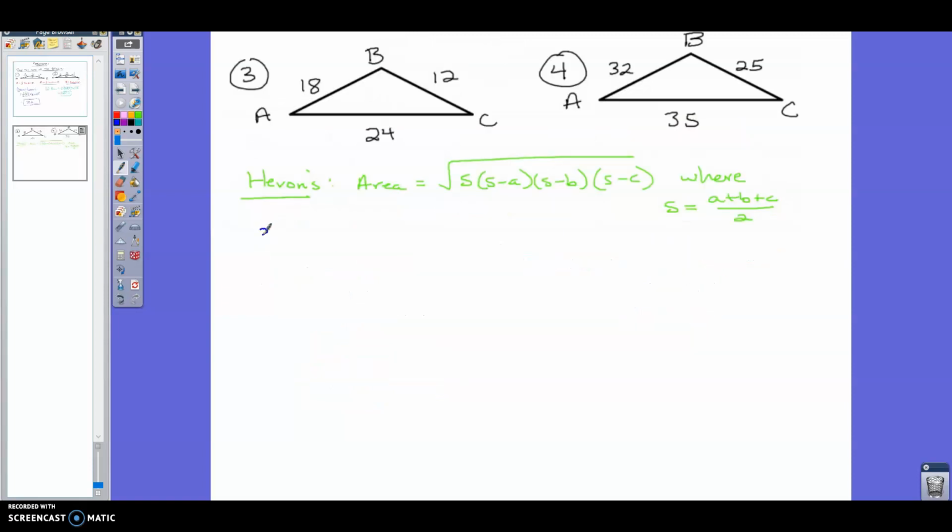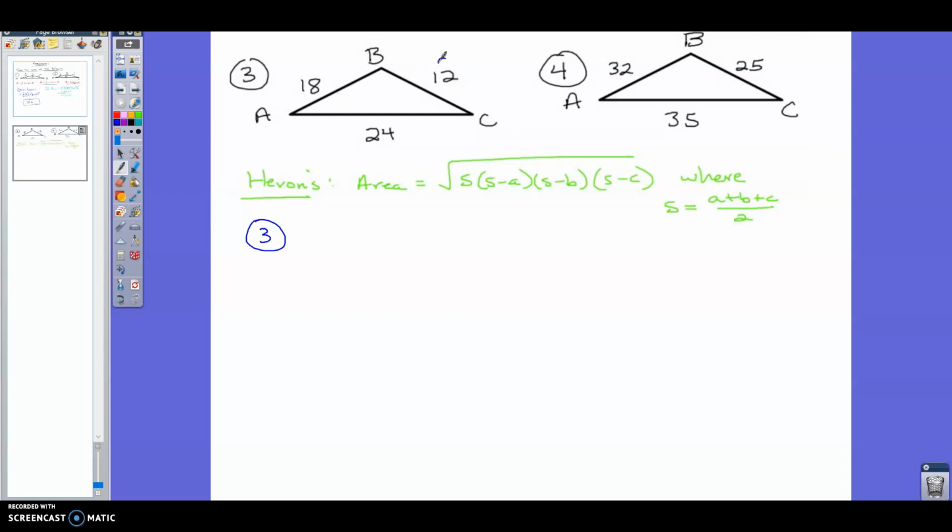Okay, so number 3, here we're given a side-side-side triangle. So on this one, we're going to have to use Heron's area formula. Here's the area formula. Notice there is S, A, B, and C. What S represents is the semi-perimeter, or half the perimeter. The way we find that is we take our perimeter, which would be A plus B plus C, and we divide that by 2.